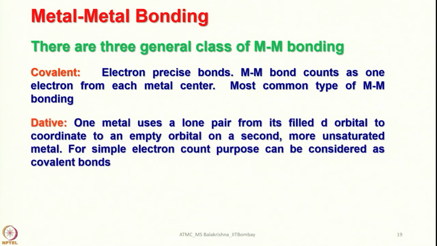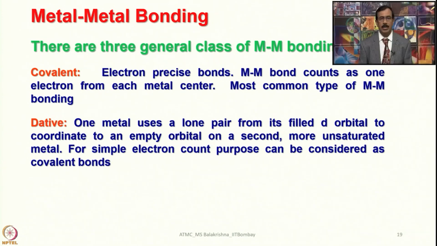And then we have another type of bonding called dative bonding. One metal uses a lone pair from a filled d orbital to coordinate to an empty orbital on a second, more unsaturated metal. For simple electron count purposes it can be considered as a covalent bond, but here one metal is electron rich and the other metal is electron poor, and it has a vacant orbital, so that the electrons can be given very similar to what we come across in an acid base interaction, Lewis acid and Lewis base interaction. That is called dative bond. For example, if I take a metal center having 18 electrons and another metal having 14 electrons, it can give, and that can also become a 16 electron complex if not 18 electron.